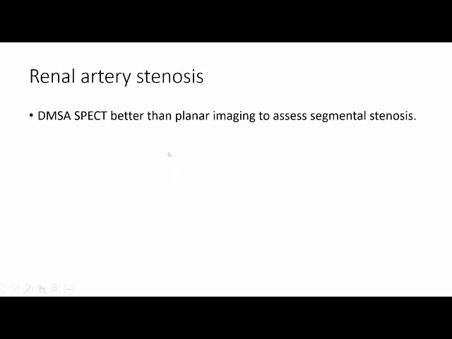Another area where we can make use of renal cortical scans is in case of renal artery stenosis. And DMSA SPECT is always better than planar imaging to assess for segmental stenosis of the renal arteries.